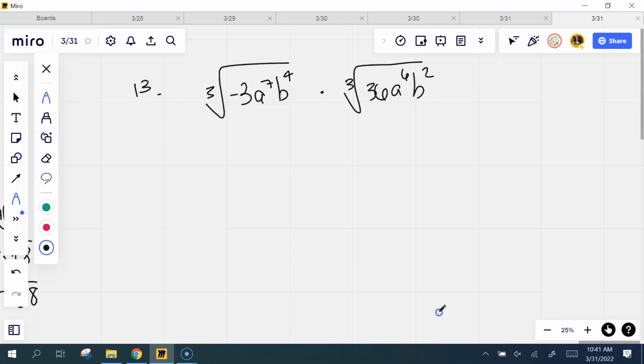They're both the same root, so I can just put them under the same one. Negative 3 times 36, what is it, 108? What is a^7 times a^6? Yep, that's right. Be confident. b^4 times b^2. You all see what we're doing?